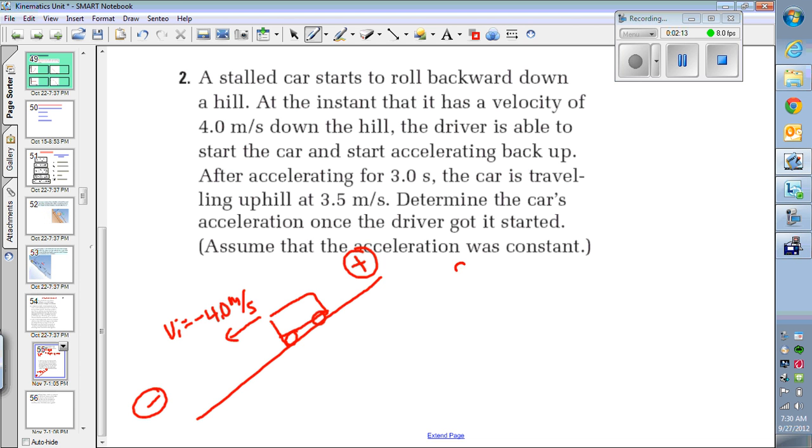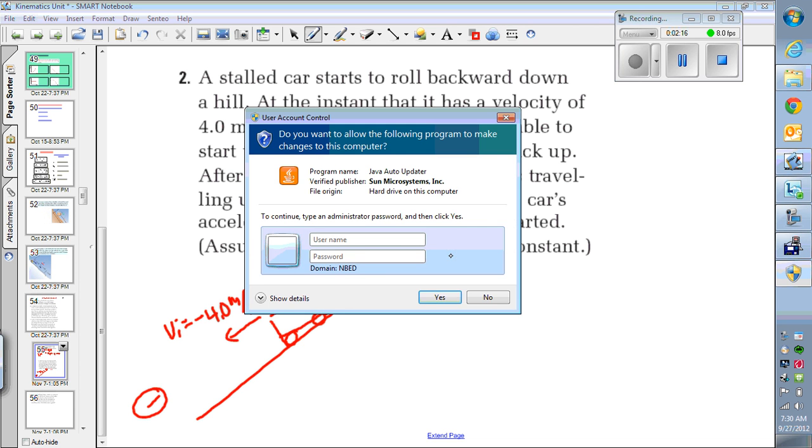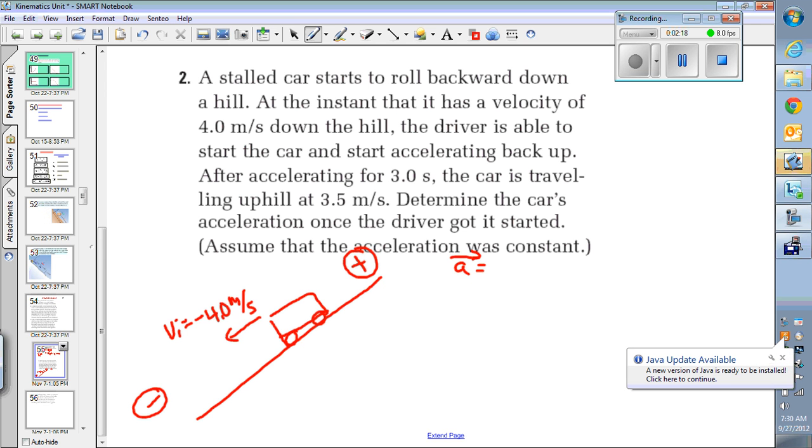So the acceleration is going to be positive. We don't know, though. We're trying to figure that out. But we know it's going to be positive because it's up the hill. They accelerate for a time of 3 seconds. And eventually they end up going a speed up the hill, VF, of 3.5. So my VF is going to be a positive 3.5 meters per second because that is up the hill.